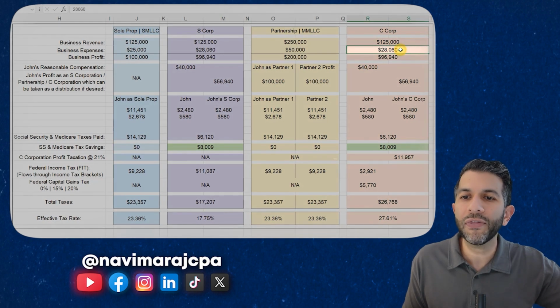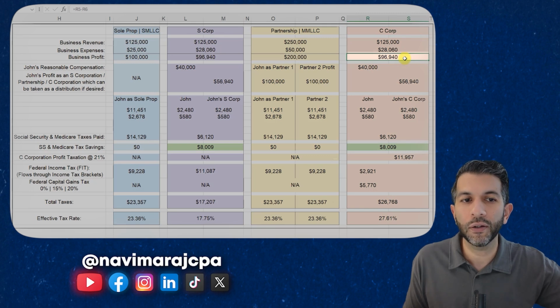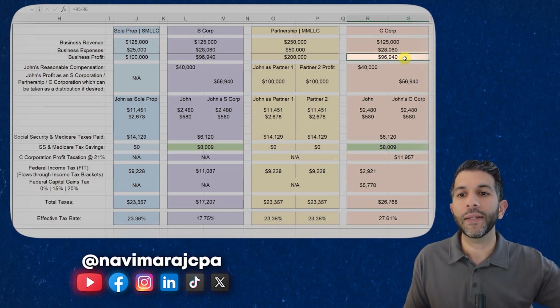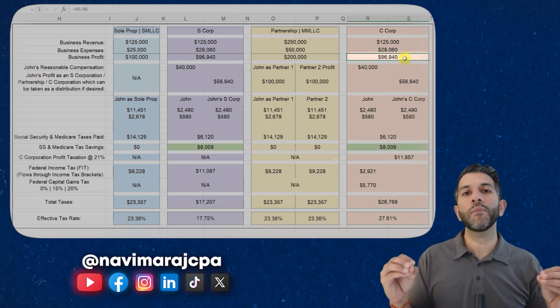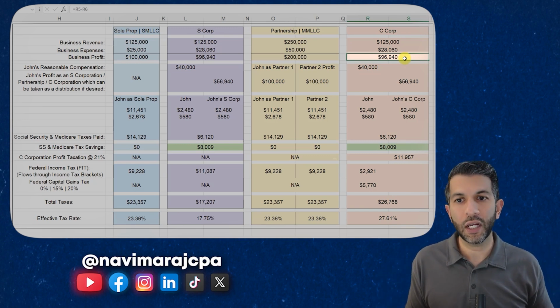You had $28,060 in business expenses. You'll see why I chose that somewhat odd amount in a moment, which left you with $96,940 in business profit. Now, your C Corporation made a profit of $96,940.